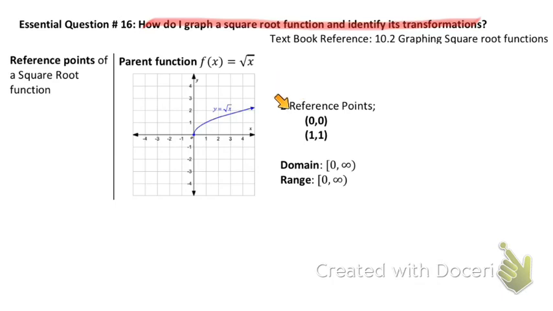So again, your reference points, think of these as your starting points. These are the points we're going to use to start our graph. So if I graph these things, they look like this. There is (0, 0) and (1, 1). It's going to be up to you to understand that since we have a square root function, these two points, we don't connect them like a straight line. We connect them with this sideways parabola curve.